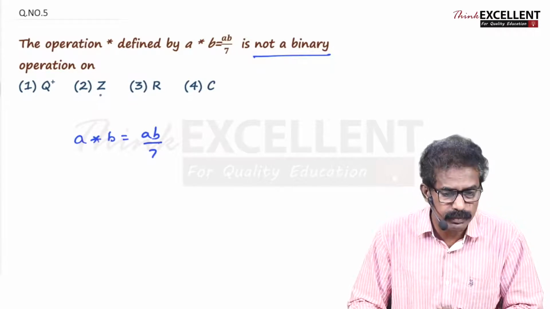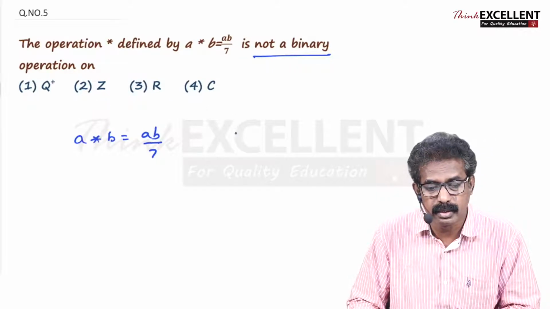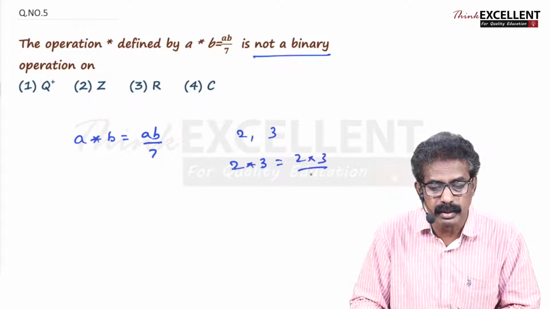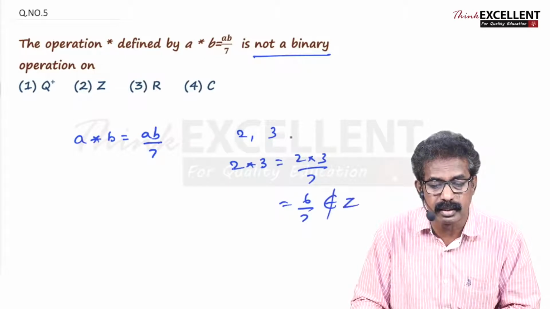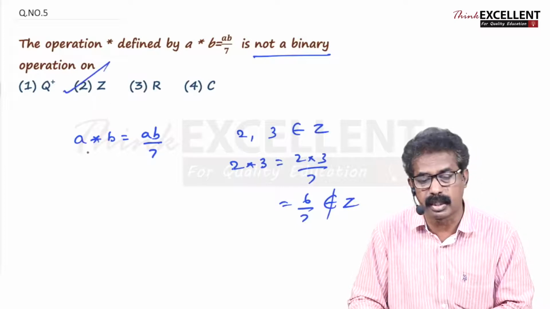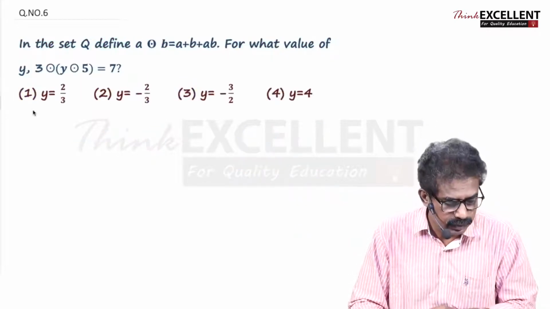Z, if you take two integers, suppose 2 and 3, what is 2 star 3? 2 into 3 by 7, 6 by 7, it is not an integer, right? It is not in Z. 2 comma 3 belongs to Z, but 2 star 3 does not belong to Z. So that is your answer. Real numbers and complex numbers will satisfy. Okay, now question number 6.